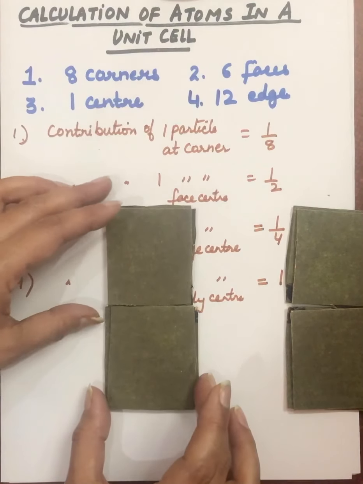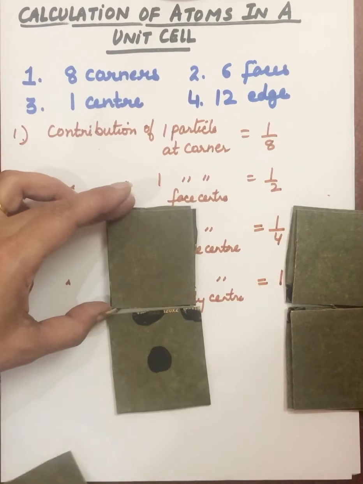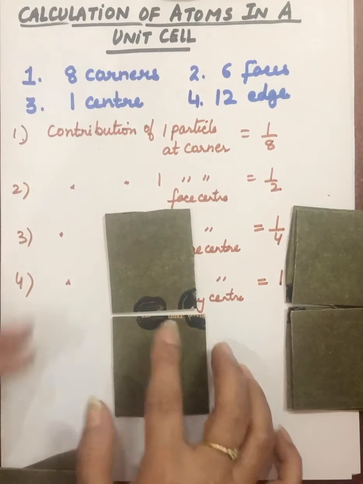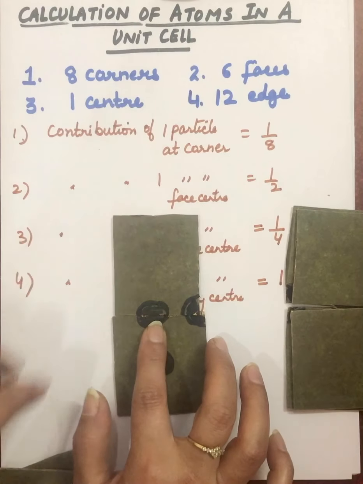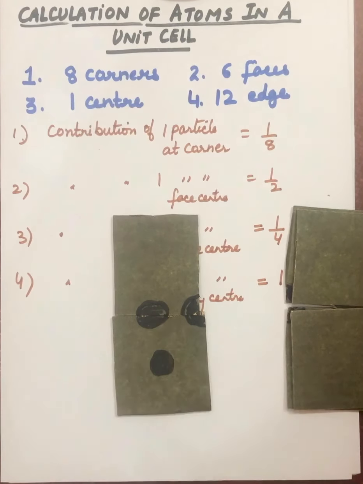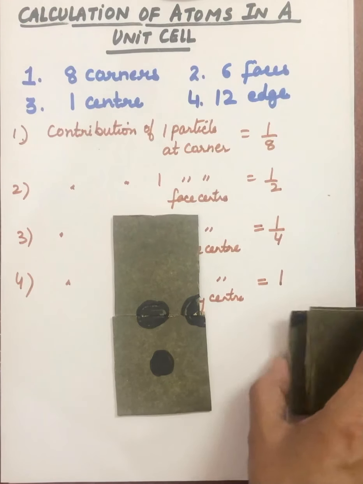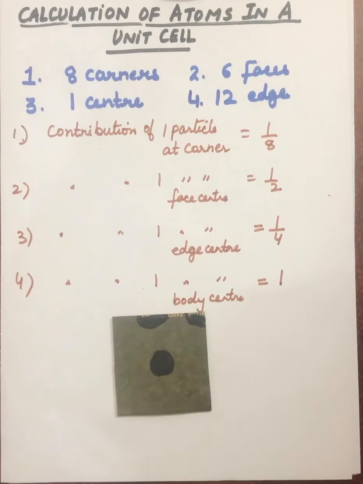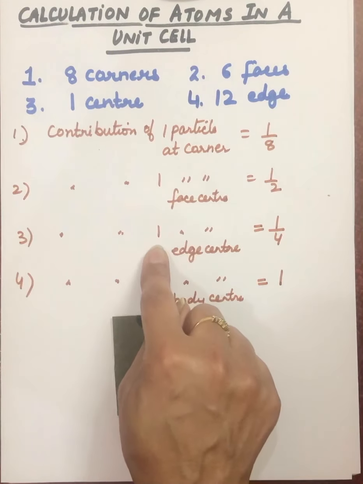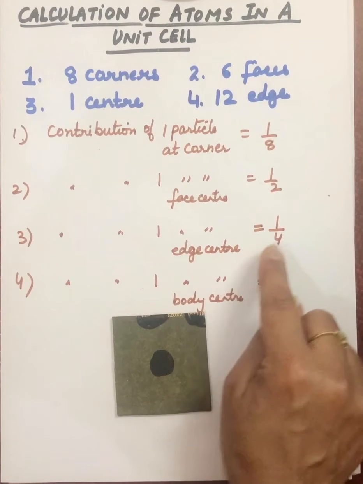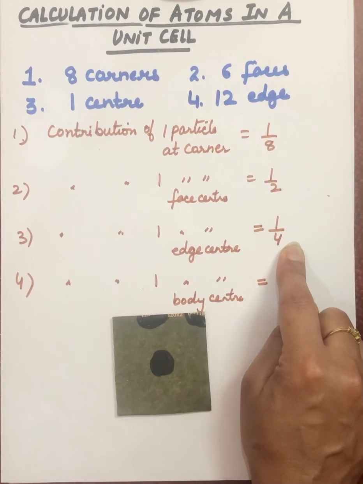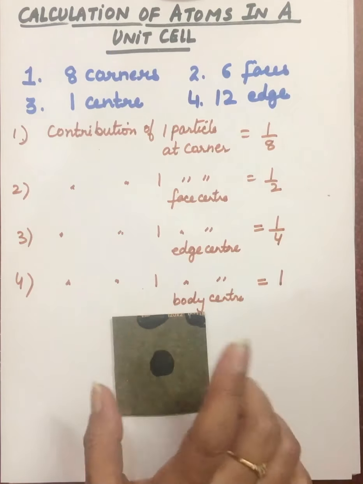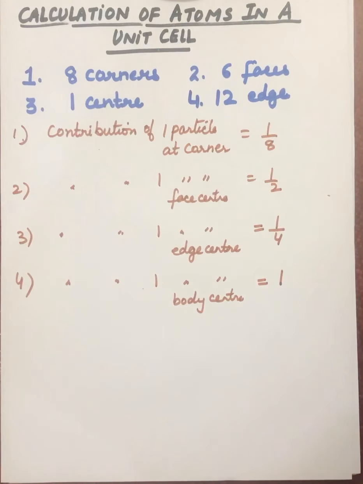So this particle is actually shared by how many unit cells? The particle which is here at this edge center is actually shared by 4 unit cells. So how much is it contributing to one unit cell? It's 1/4 part only. So a particle which is at the edge center contributes how much? 1/4 part only.